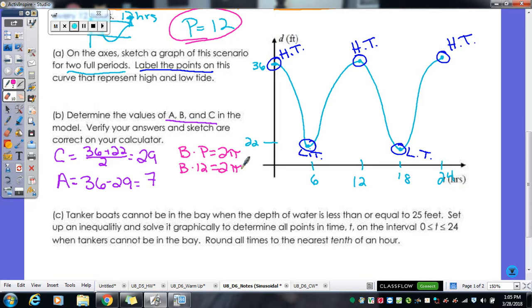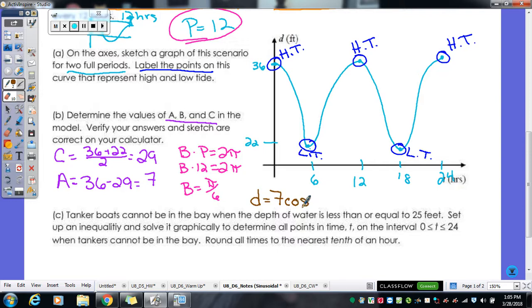So we divide by that 12, our frequency, our B value, ends up being pi over 6. In order to check ourselves in the calculator, we're going to have to actually write out our equation. So D equals, and I'm just going to follow the equation that's up above in the problem.